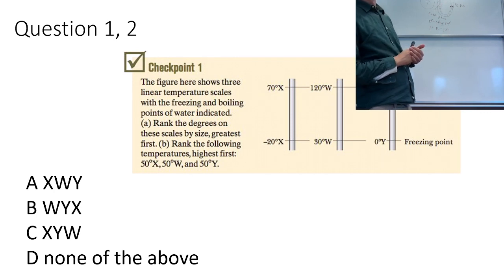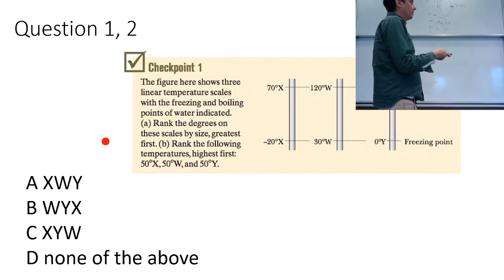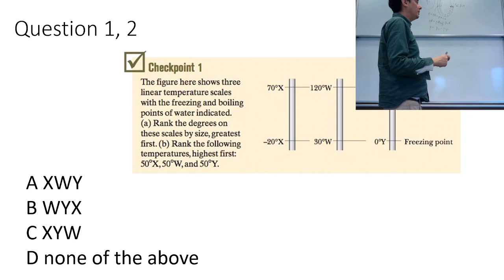Yes, they're all the same. Because the temperature difference on these scales, this is 90, this is also 90, this is also 90. So they're all the same. The 1 degree on each of these scales is actually the same, a bit like Kelvin and Celsius.